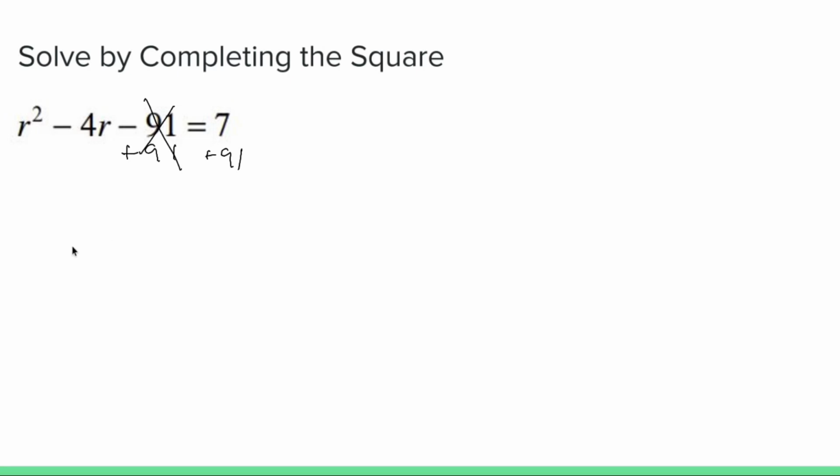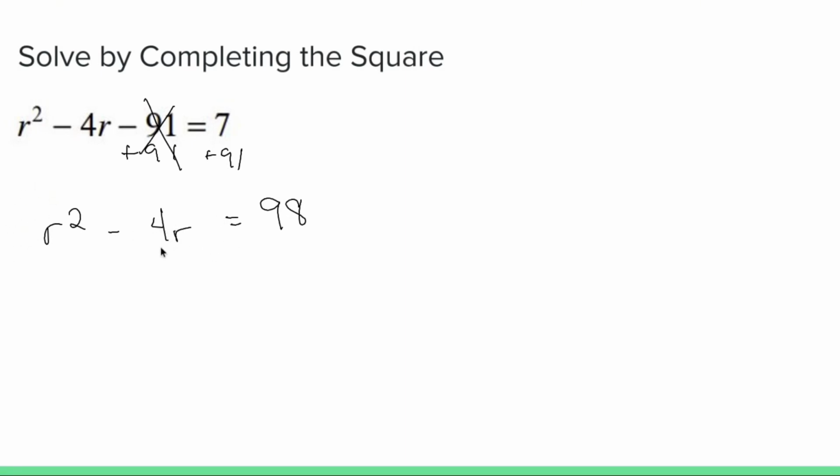Cross it out. So now I have just the quadratic term and the linear term equal to 7 plus 91, which is 98. Okay, that's one short of how many problems JC has. Now, make sure there's nothing in front of r squared. Since there's nothing in front of r squared, I can proceed.